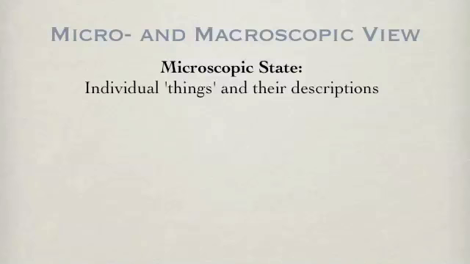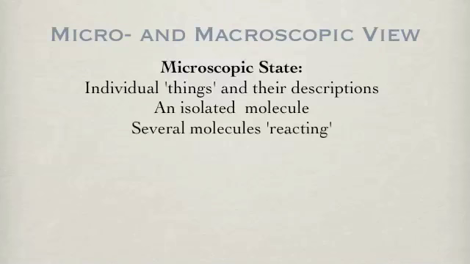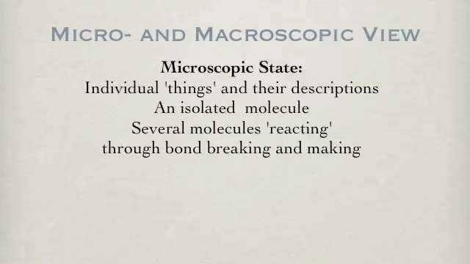Within combustion, there are two common views of how to describe the combustion process, the microscopic and the macroscopic view. Looking at the microscopic view, we see individual objects and their descriptions. For example, individual objects are each traveling at a certain speed. The reaction of molecules can be seen as these molecules colliding, resulting in the breaking and making of bonds, forming a different set of molecules.